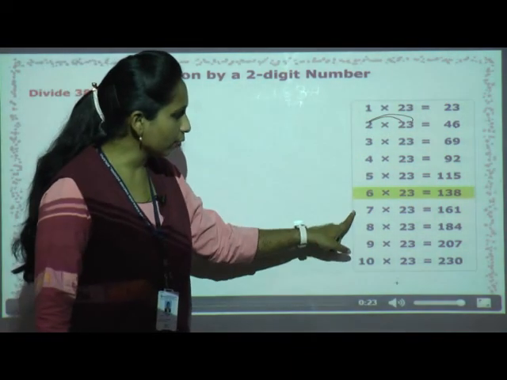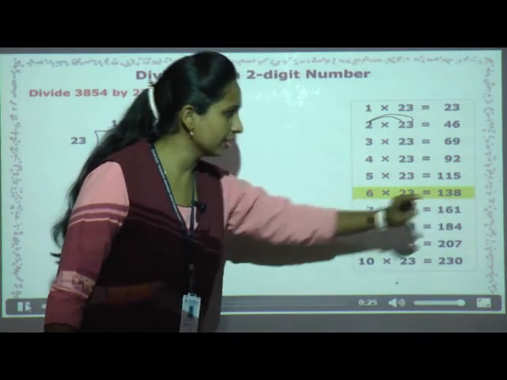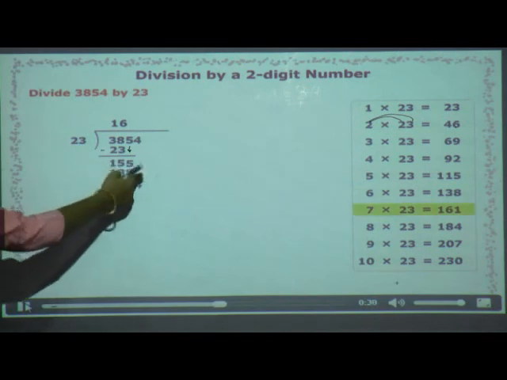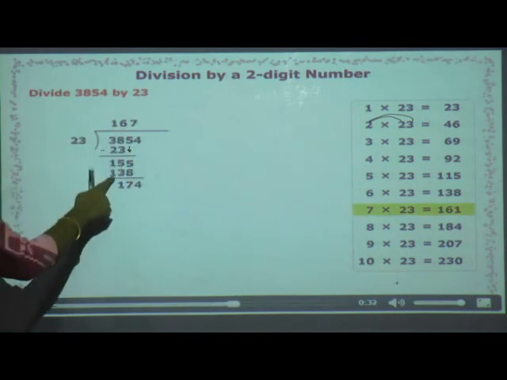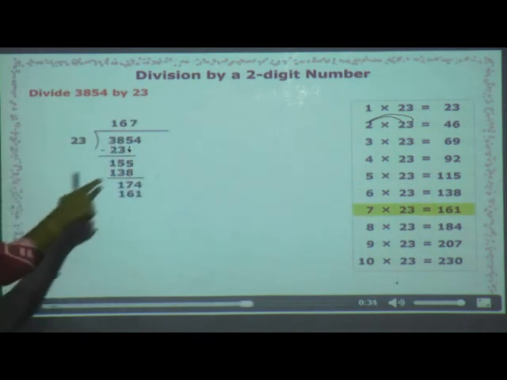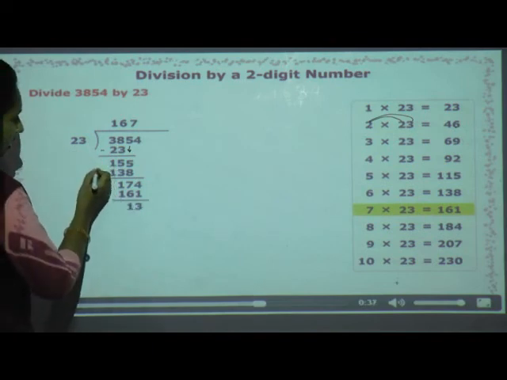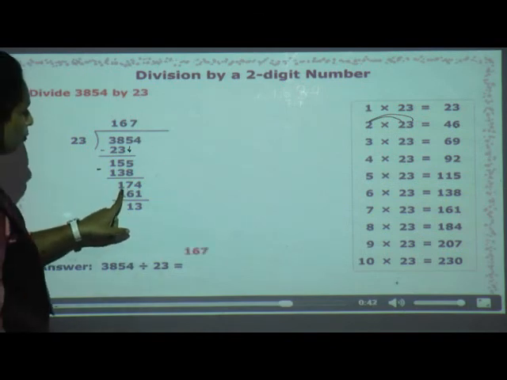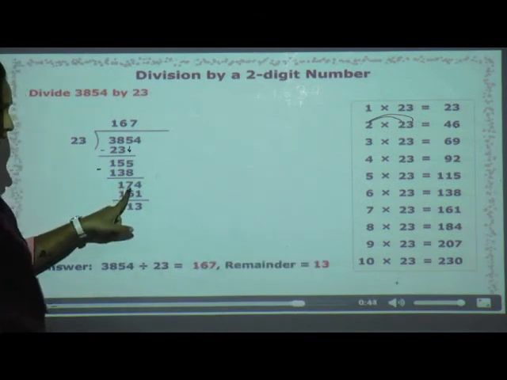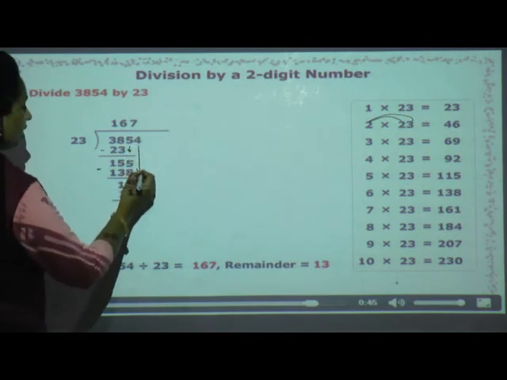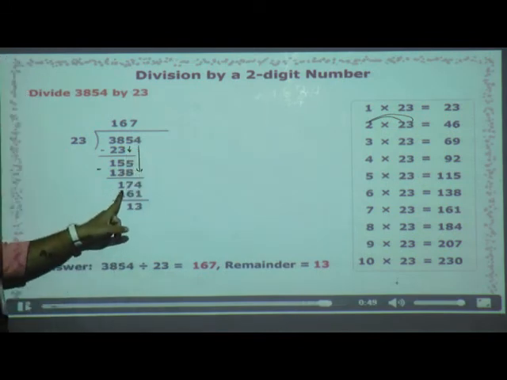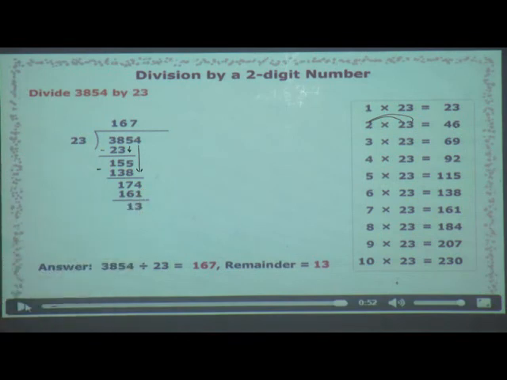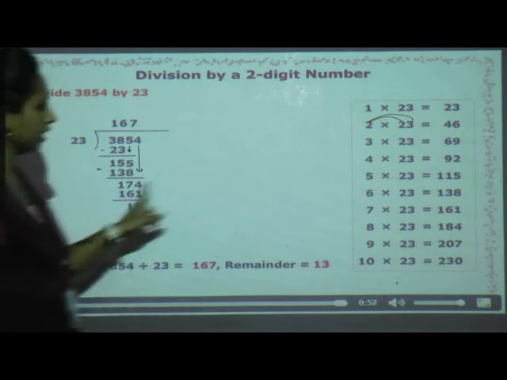It is not there. What is less than that? 138. 6 times 23 means 138. Write 6 on top, 138 below the 155, isn't it? Now do the subtraction. So what will remain here? 17, isn't it? Now bring down the next number, that is 4. Now we have 174.